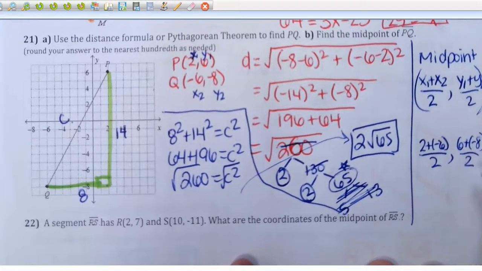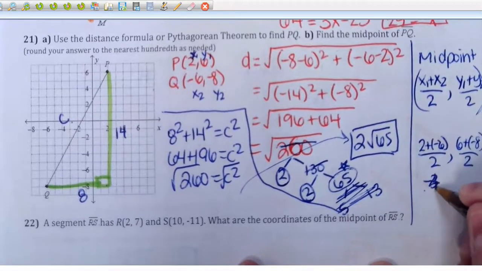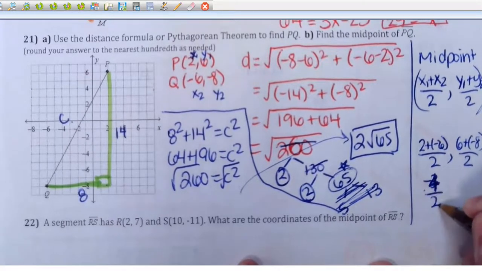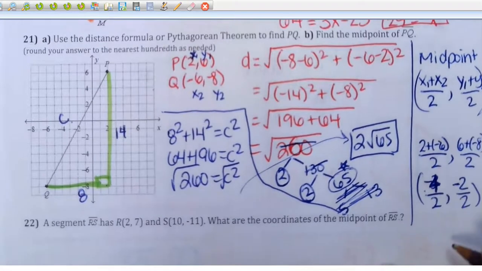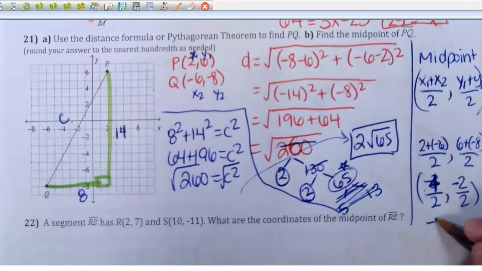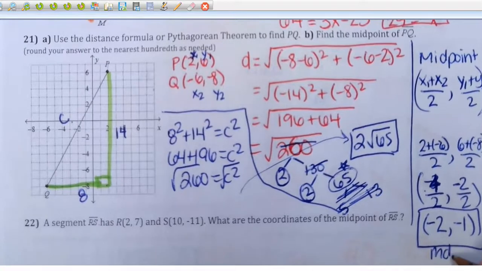So simplify both of these. This would be -4 over 2. This would be -2 over 2. And both of those can be divided. So this is going to end up being -2, -1. And that's going to be my midpoint there.